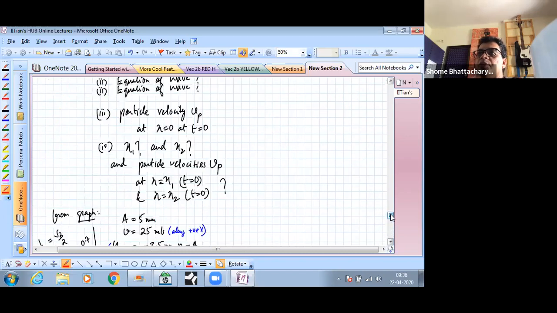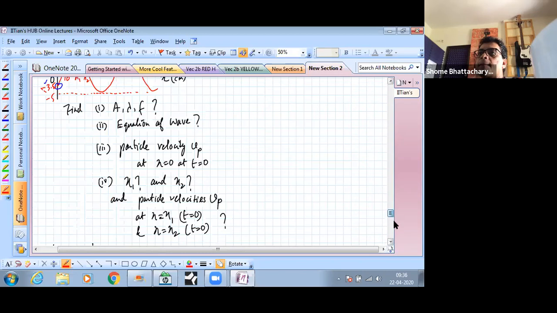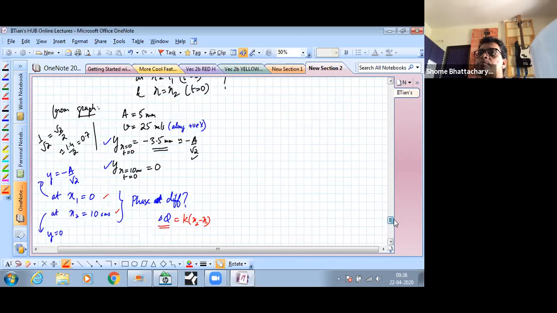So first, interpret this graph. In this graph, you can see these two data points. So these two data points we had analyzed earlier over here. We had seen this information that y at x equal to 0 at t equal to 0 is minus a by root 2, and this is 0. So the same point, x equal to 0, I'm taking it as x1, and this point x equal to 10 centimeters, I'm taking this as x2, and I'm understanding this now.